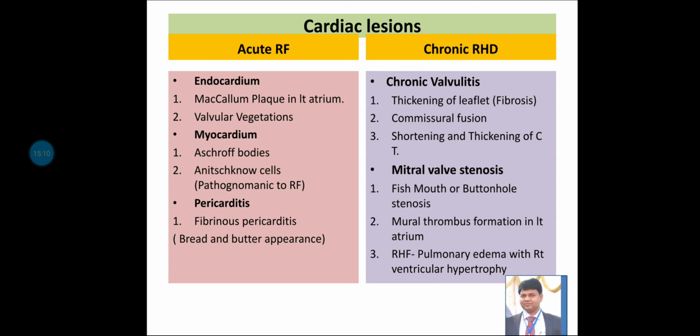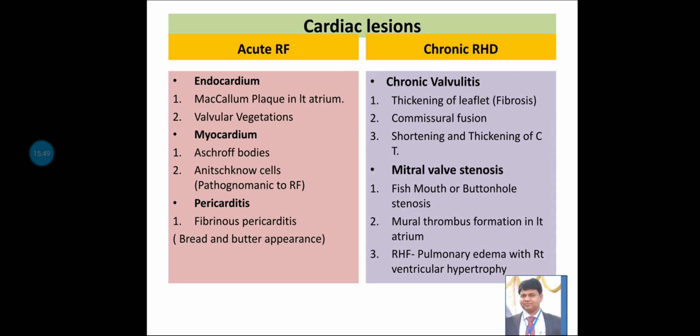Now coming to the cardiac lesions seen in acute rheumatic fever, during the active stage of the rheumatic fever. In the endocardium there is a presence of McCallum plaque in the left atrium, and valvular vegetations. In the myocardium we can see the Aschoff bodies and Anitschkow cells, which are pathognomonic of rheumatic fever, and the pericarditis is fibrinous pericarditis. This shows a special appearance of bread and butter appearance.